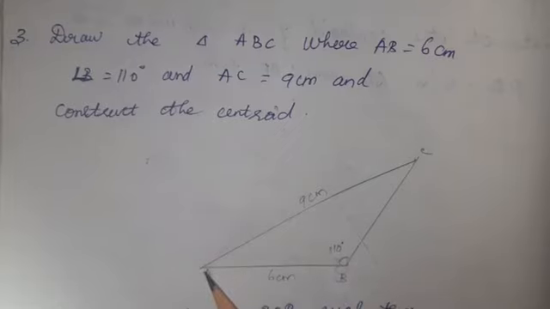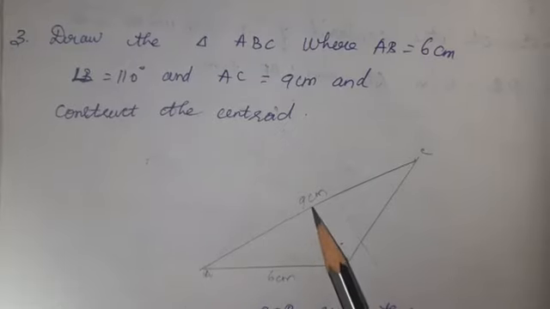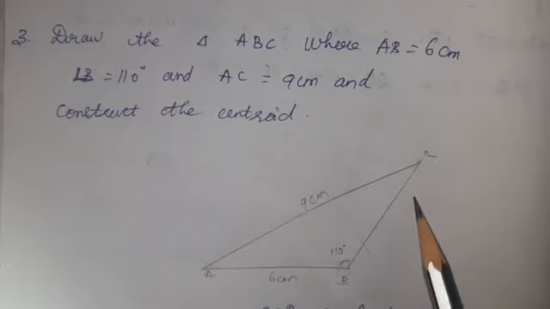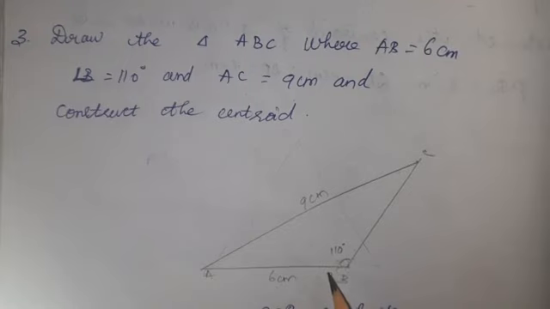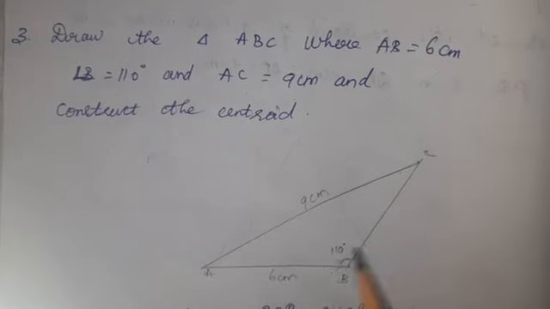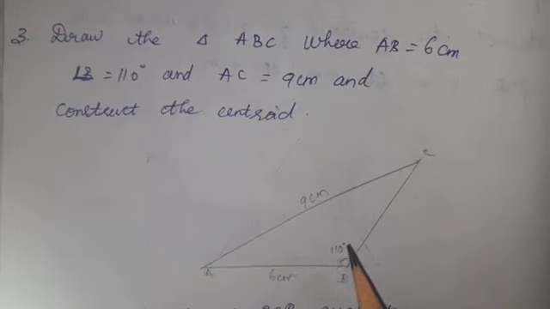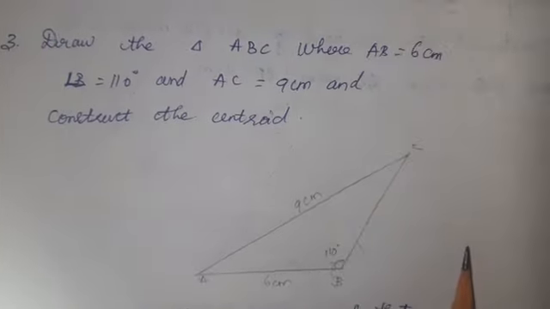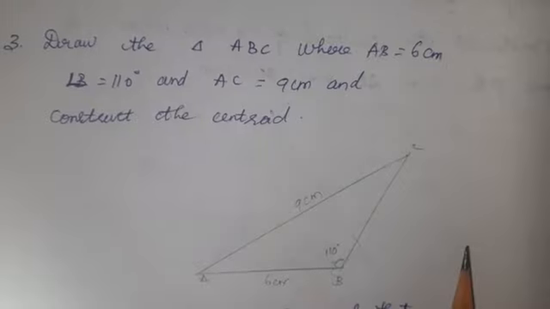Then with the help of the compass, you should measure 9 centimeter and cut that line. You drew the 110 degree line, now you cut that line. Then join it. You will get a triangle. After that you draw the centroid. For the centroid you should draw the perpendicular bisector of any two sides, joined to the opposite vertex. Then when the 3 lines meet, that point is called the centroid.